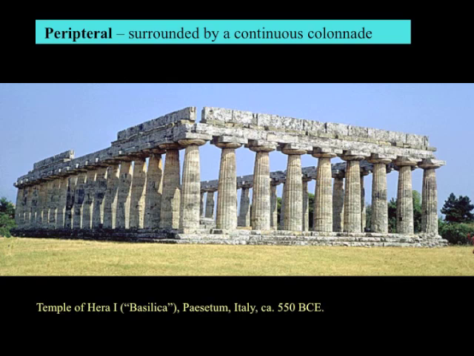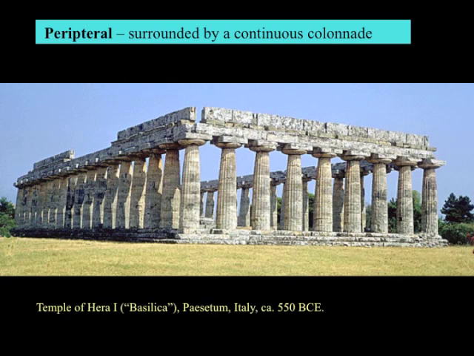This is in Italy, because some of the best surviving Greek temples are not on the Greek mainland. But Hera I, again sometimes referred to as the Basilica, which is a Roman word, by the way, is an example of what some of this early Doric architecture looks like. So this is a peripteral temple, which means that it's surrounded by a continuous colonnade on all sides. And this is, again, Doric.